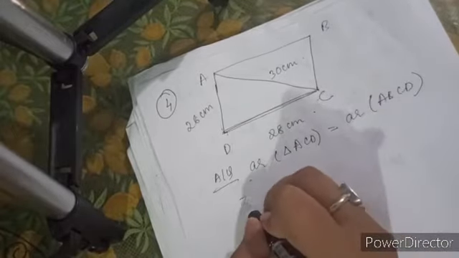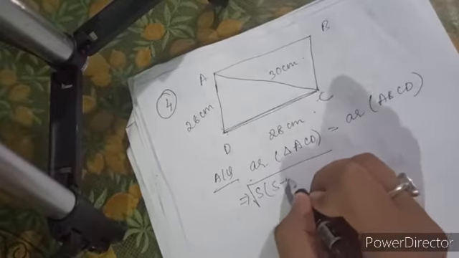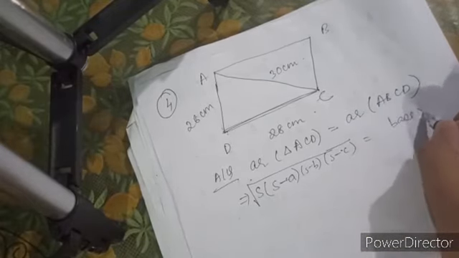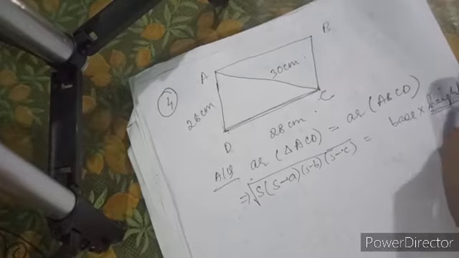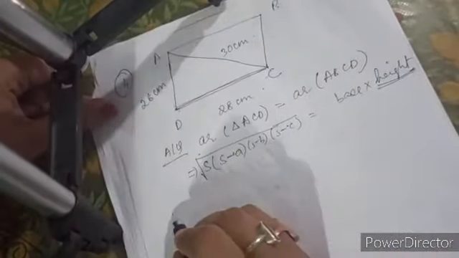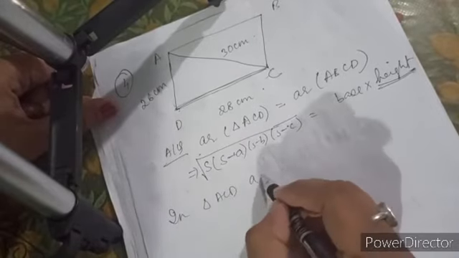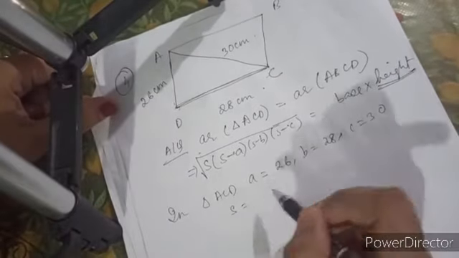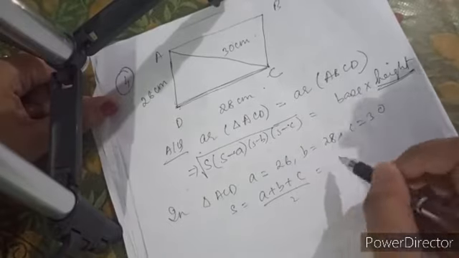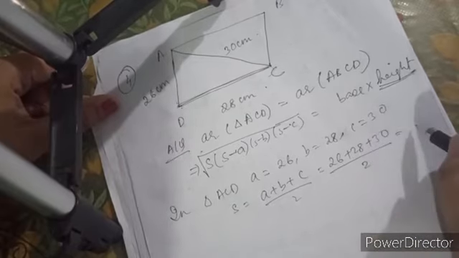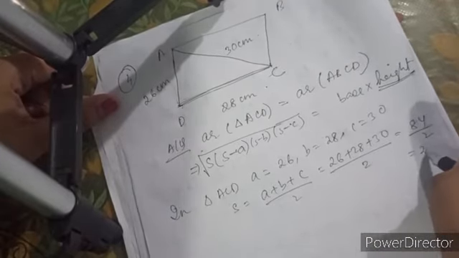Okay, so area of triangle, using Heron's formula, we have to put the value. And area of parallelogram is what? Base into height. So here you are asked to find the unknown height. That means you have to compare your areas and then we have to find the unknown height of our parallelogram ABCD. So in triangle ACD, let us take a as 26, b as 28 and c as 30. So (26 plus 28 plus 30) by 2, 84 by 2, that is coming to be 42.